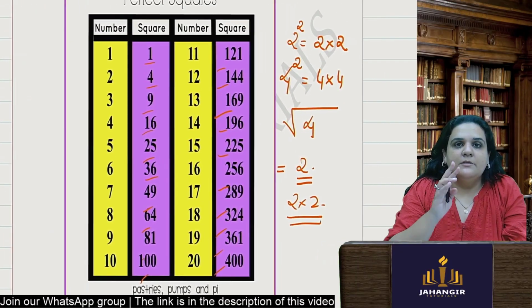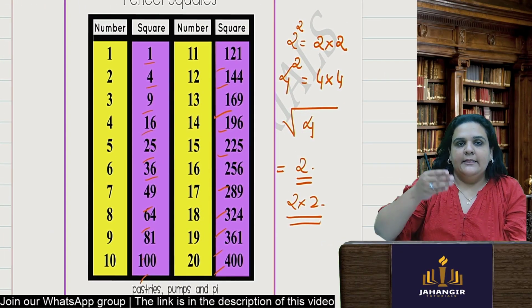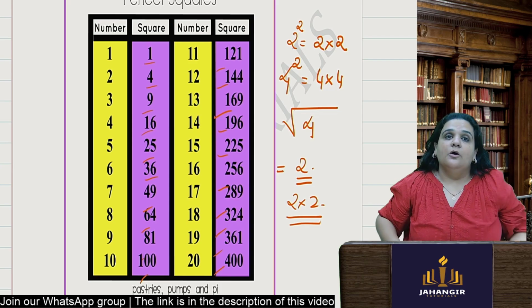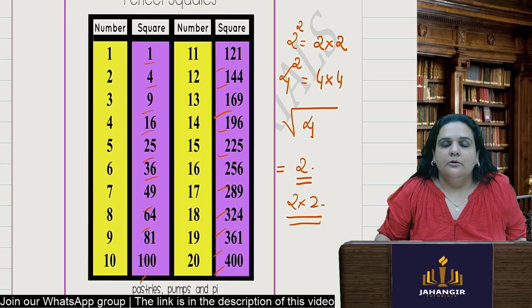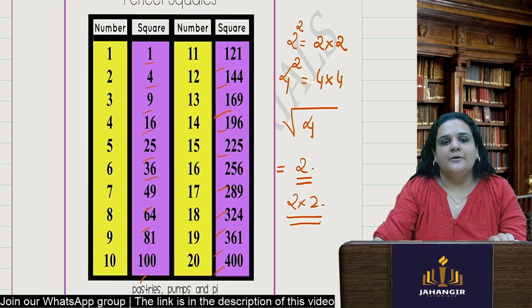So you can keep this table in front of you and solve it with the help of the long division method. It will become easy. Okay, so this is it with the square root. Thank you everyone.